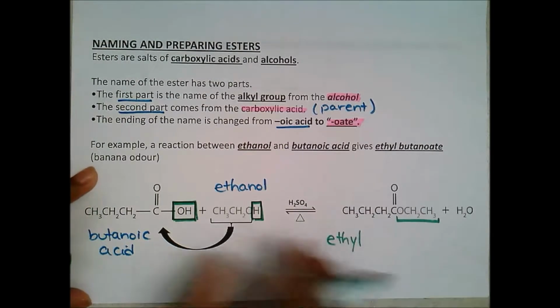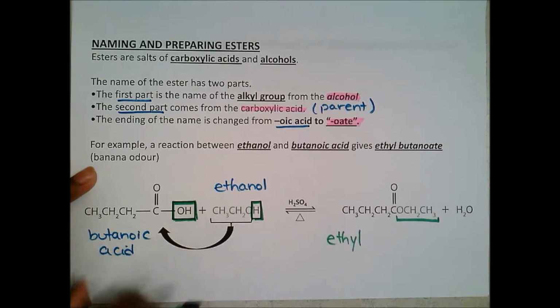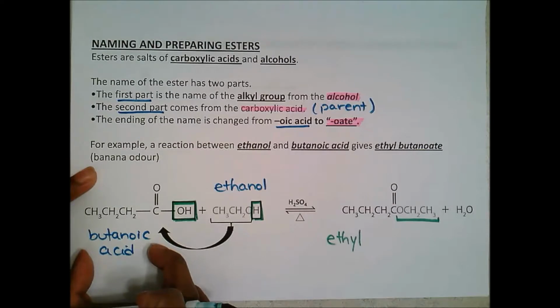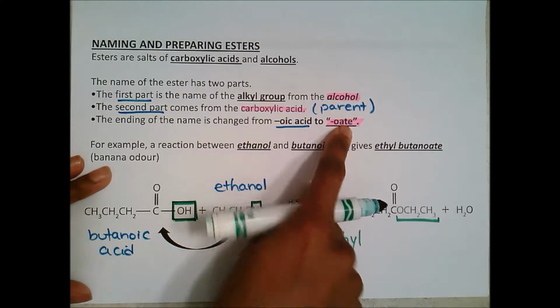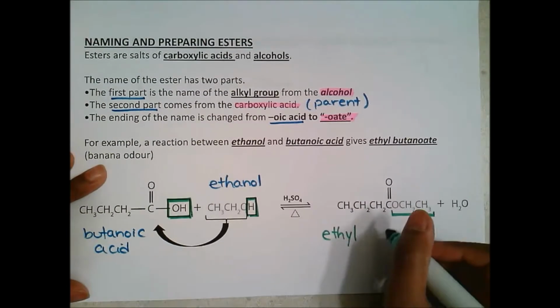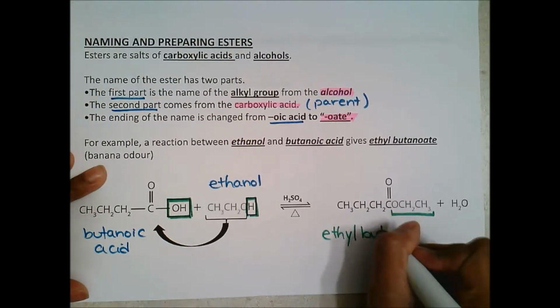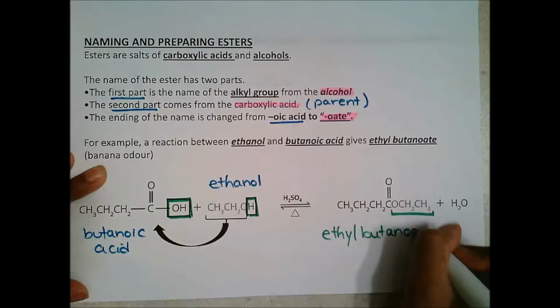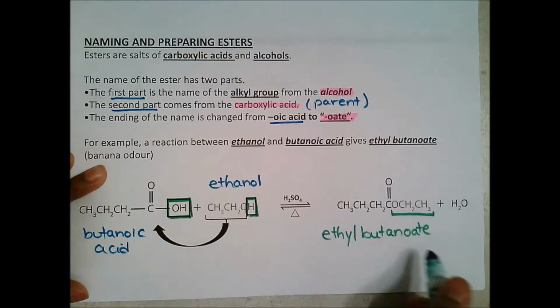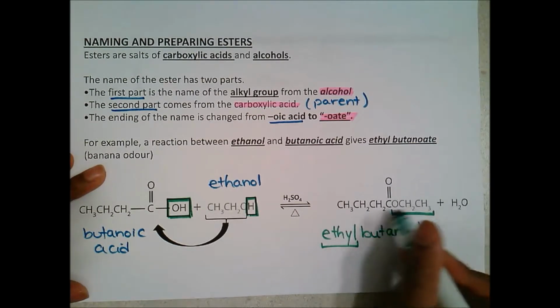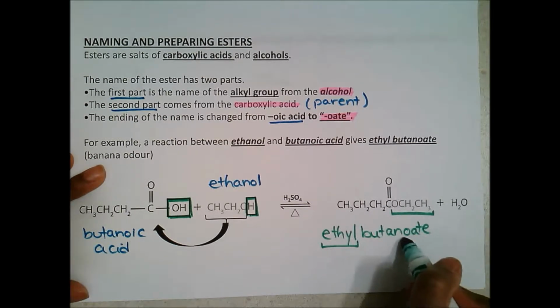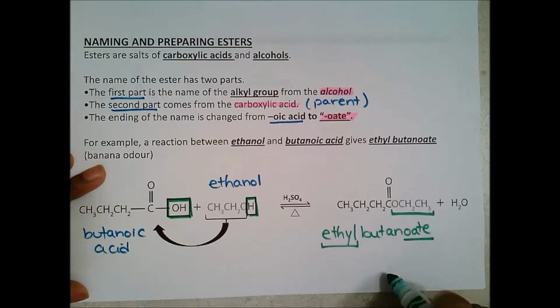And then you name the carboxylic acid part. So you use the butanoic acid, take off the oic acid, add oate. So it's ethyl butanoate, just like that. So this is the alcohol group. Ethyl is our alkyl group, and butanoic acid is our parent, but we're ending it with oate now to indicate that we have an ester.